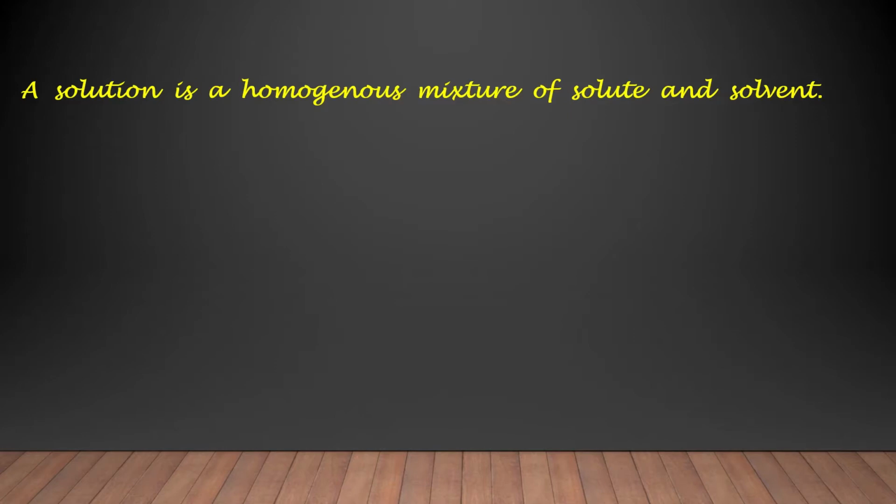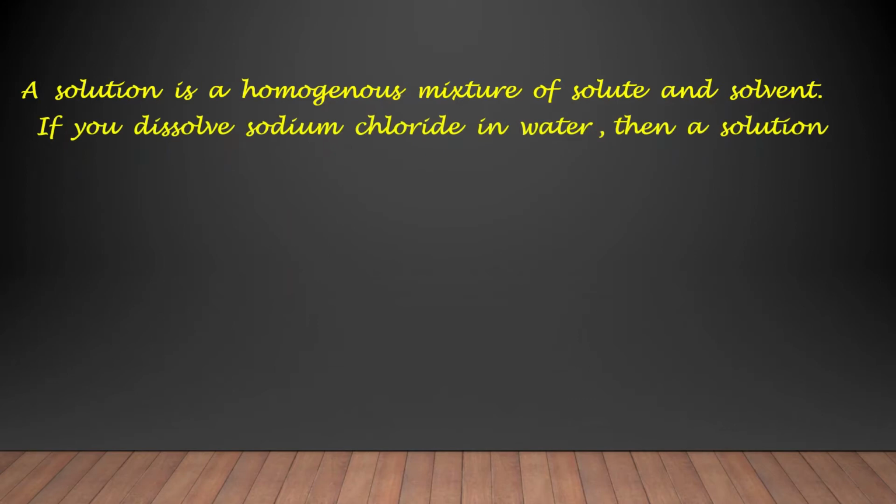Homogeneous mixture of solute and solvent means the solute is uniformly distributed in the entire body of the solvent. Okay. Then next you may ask, what is a solute and solvent? A solute is a substance which dissolves in some other substance, and the other substance in which the solute dissolves is the solvent.